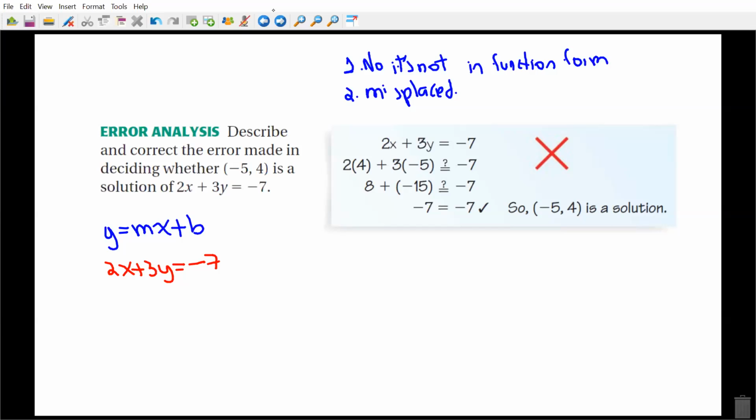Well, if I write this equation in function form the way Mr. Merchant is telling us, it's going to be 3y is equal to negative 2x minus 7, right? And then for this 3y, I want to isolate the variable. So y is going to be equal to negative 2/3 x minus 7/3, right?